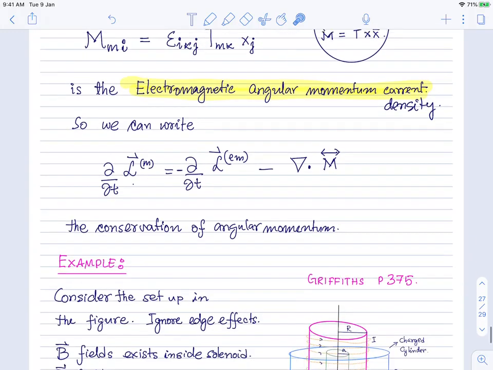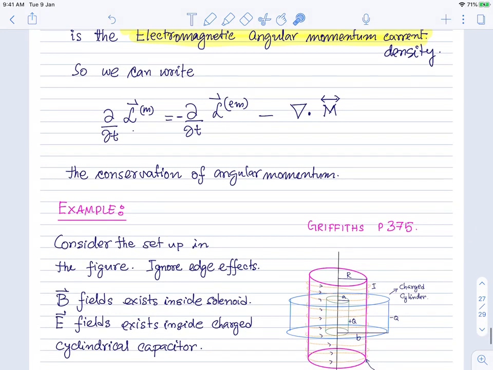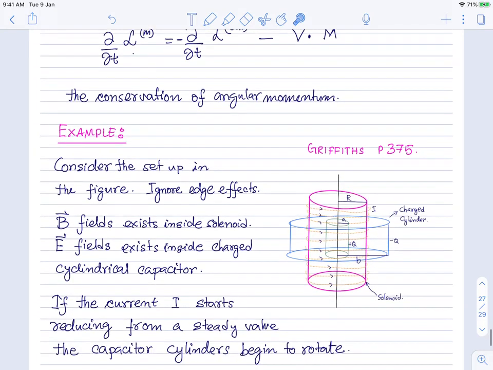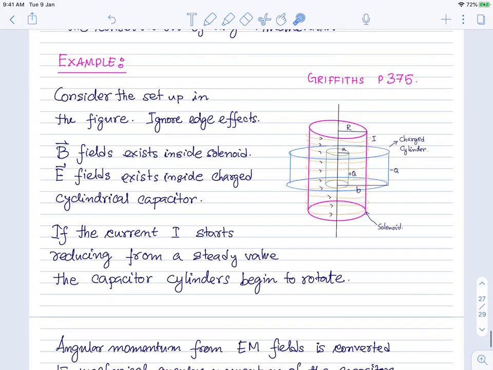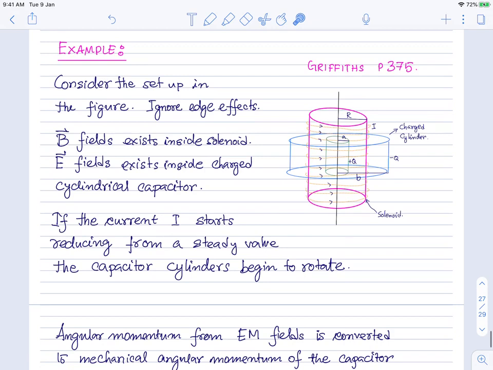Now, to finish this discussion, again, this has been a long discussion, so just to finish it quickly, let me discuss this particular example again from Griffiths, which is also very interesting. It is on page 375 in Griffiths. You can try to look at it. I will actually design a problem based on this. I'll just discuss it very briefly.